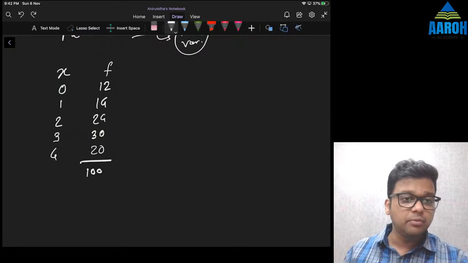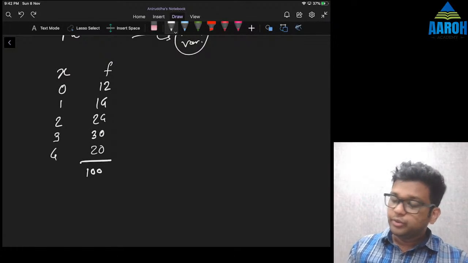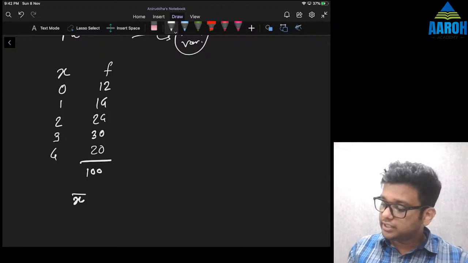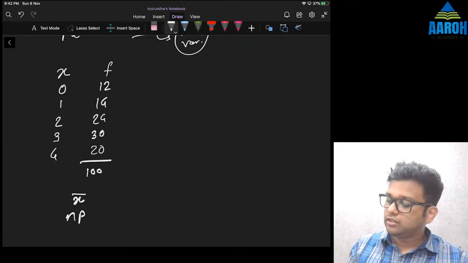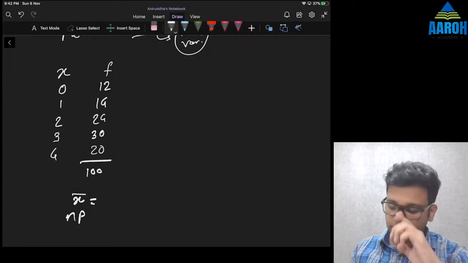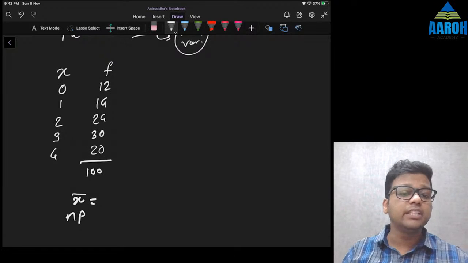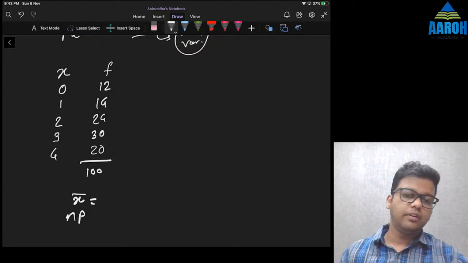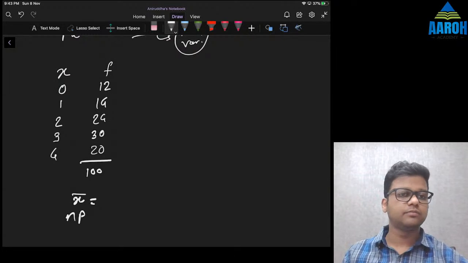So to fit a binomial distribution, we will use that mean of this data is x bar and mean of binomial distribution is np, right? So we'll set them as equal and try to find probability. Understand? Can someone tell me x bar of this data fast?